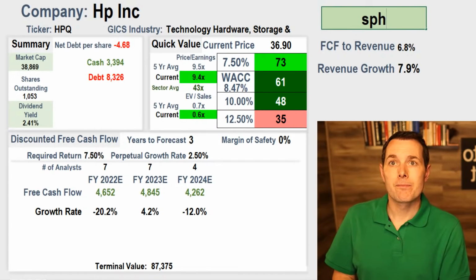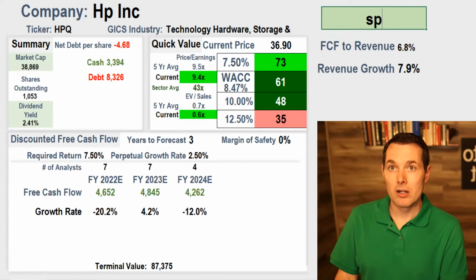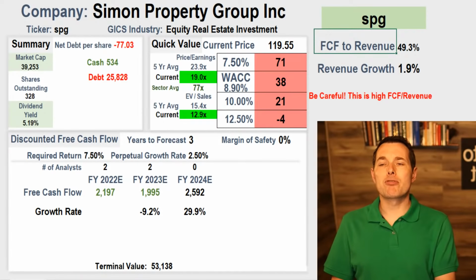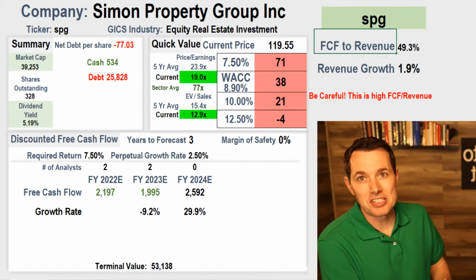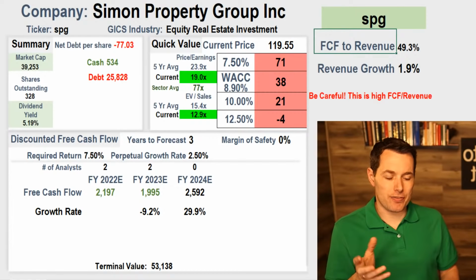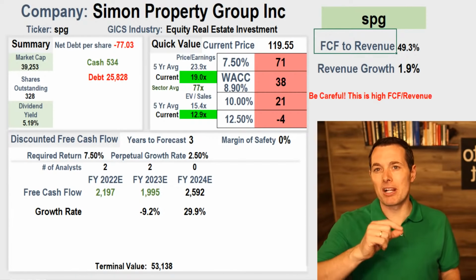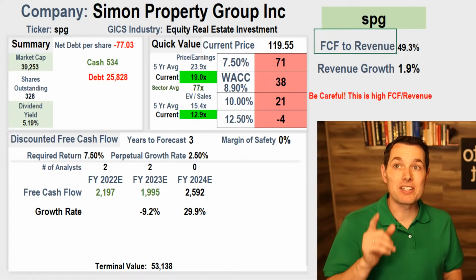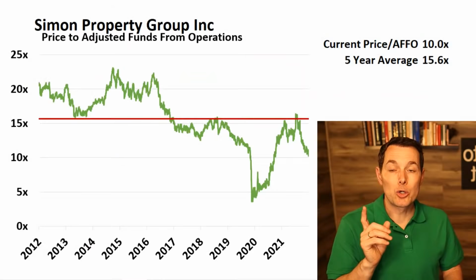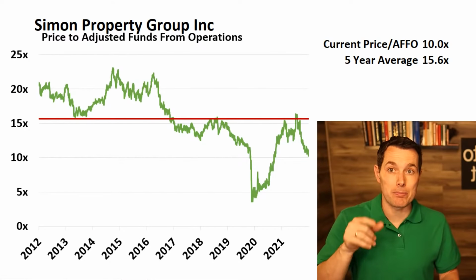Okay. SP. Oh, nope. Simon Properties. Oh, wait. Simon Properties. This is a REIT. Okay, you could try doing it with discounted cash flow, but a lot of times REITs operate a little bit differently. Better than discounted cash flow, go to a price to adjusted funds from operations.